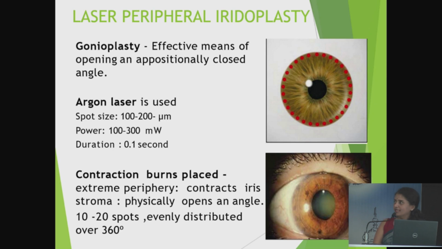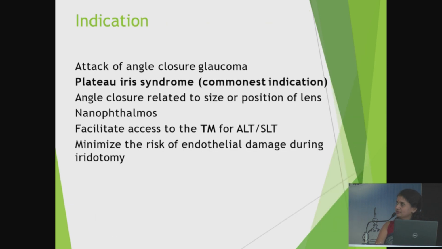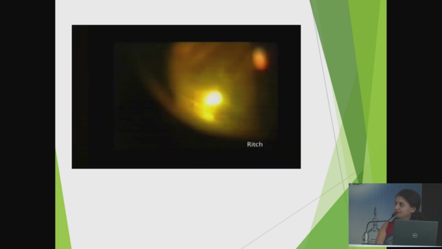Then coming to the next type of laser, laser peripheral iridoplasty. It's also called gonioplasty. It's an effective means of opening the appositionally closed angle. We use argon laser here with these parameters. It causes contraction of the iris at the periphery and physically opens the angle. Usually we give around 10 to 20 spots, all 360 degrees of the peripheral iris. The commonest indication is plateau iris syndrome and nanophthalmos. And whenever you want to do ALT or SLT, just to facilitate that, we do this.